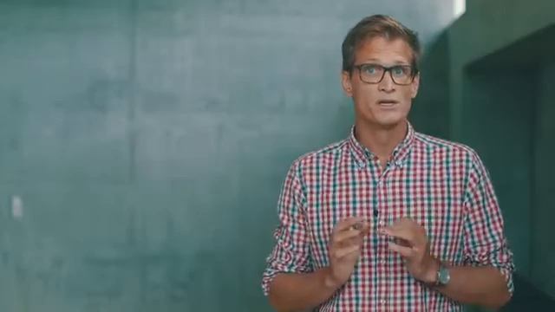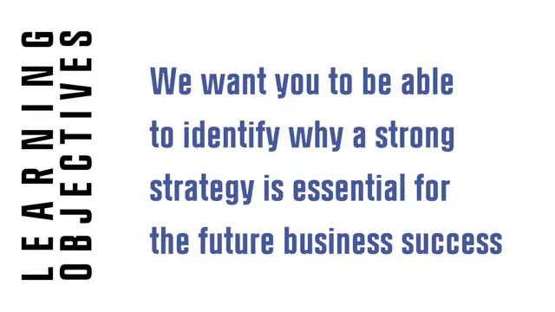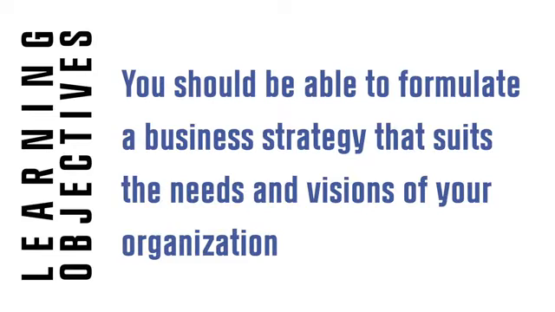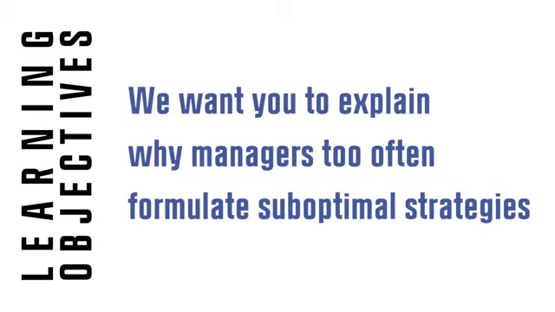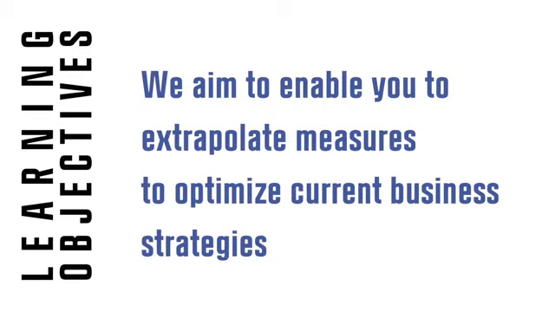And speaking of which, what is it that we want you to learn by the end of this course? In this respect, we've formulated 4 specific learning objectives for this course. First of all, we want you to be able to identify why a strong strategy is essential for future business success. Second, you should be able to formulate a business strategy that suits the needs and visions of your organization. Third, we want you to be able to explain why managers too often formulate suboptimal strategies. And finally, we aim to enable you to extrapolate measures to optimize current business strategies.